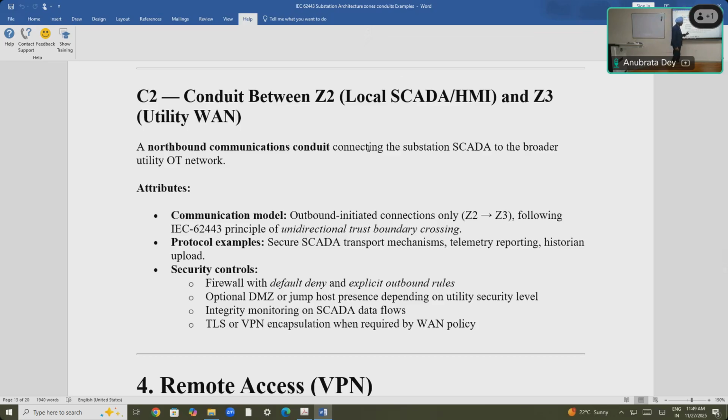And there is an optional DMZ you could have in there, right? And also jump host presence. Without a jump host, that means you can go from one zone to another zone without going over the firewall, right? Sometimes they allow that depending on the security level. And then there is integrity monitoring on SCADA data flow. And then you could have TLS or VPN if your WAN policy requires that. So VPN, firewall, all those you can have at the conduit level.